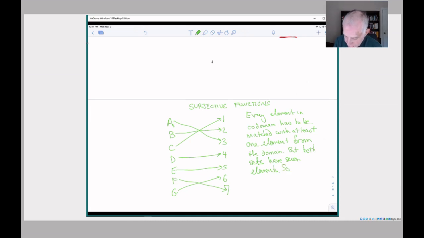So each element in the codomain is matched with only one element in the domain.